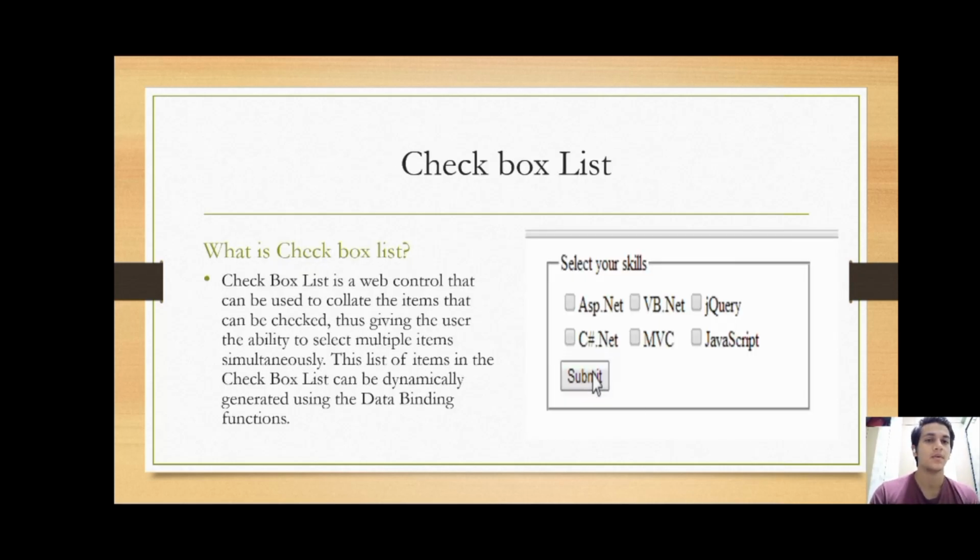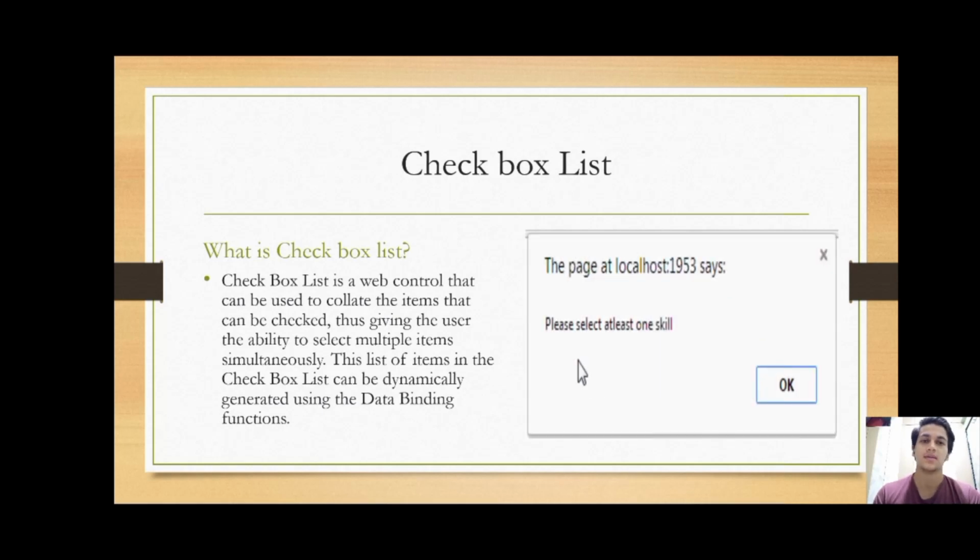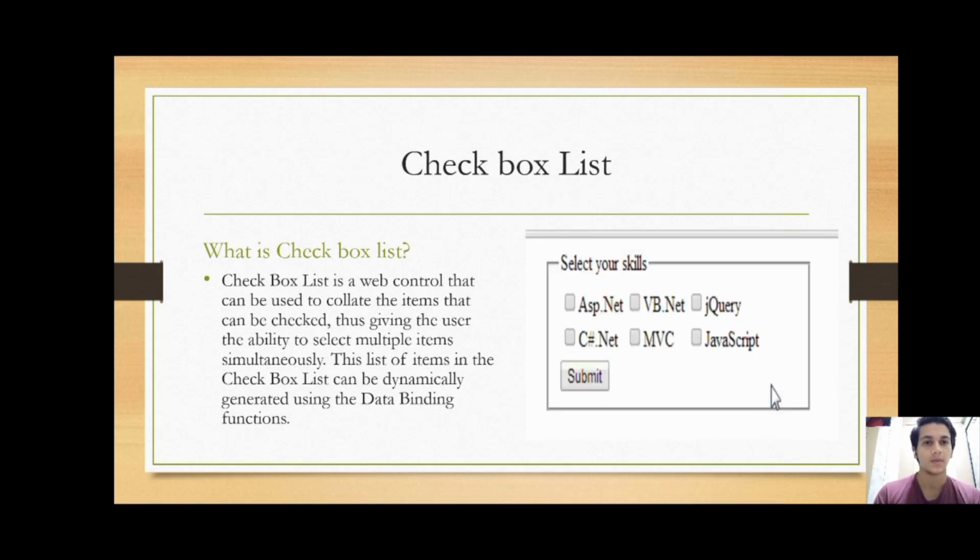Next, I'll be explaining about the checkbox list. So what is a checkbox list? A checkbox list is a web control that can be used to collate items that can be checked, thus giving the user the ability to select multiple items simultaneously.